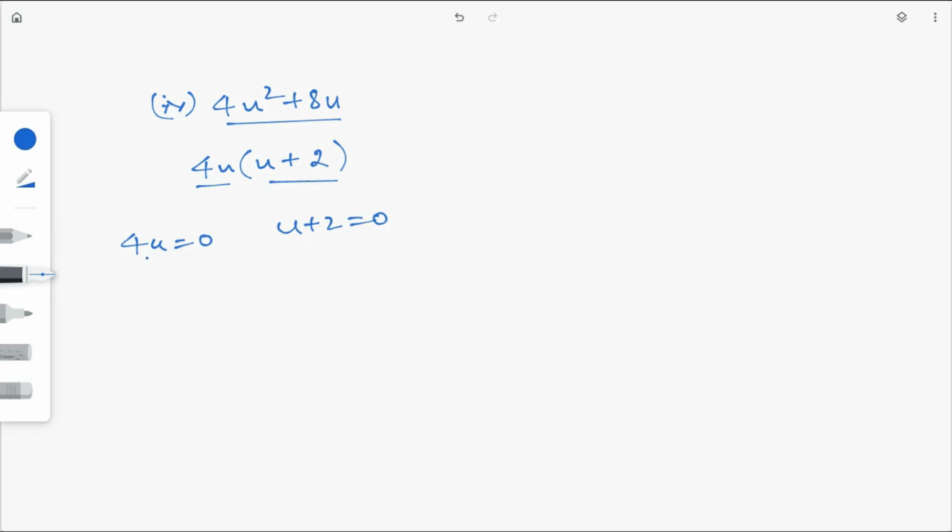So 4 into u, it is a product, so you will get u is equal to 0 by 4, or u is equal to 0, and here u is equal to minus 2. So these two are my zeros of the given polynomial, that is alpha is equal to 0 and beta is equal to minus 2.